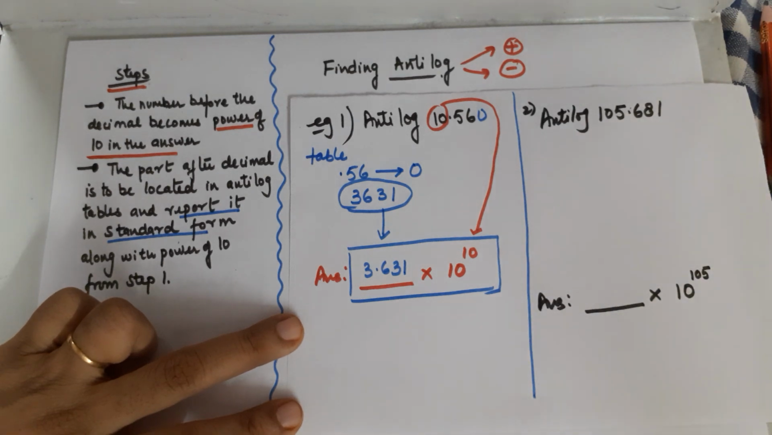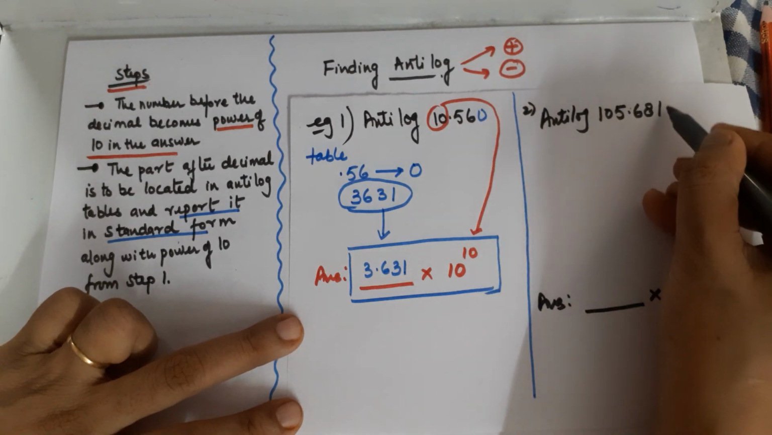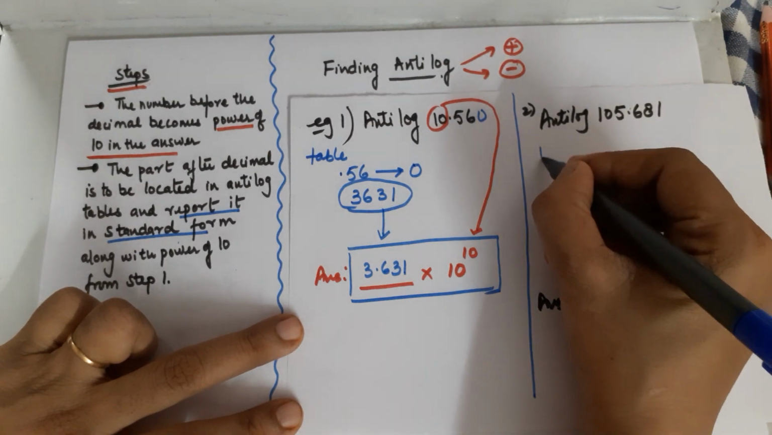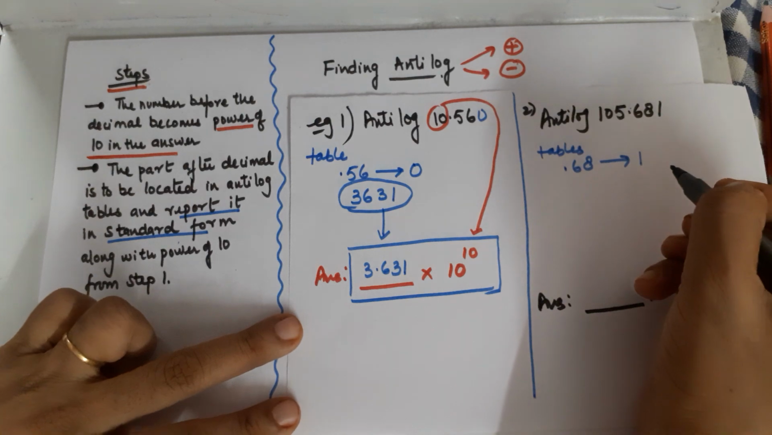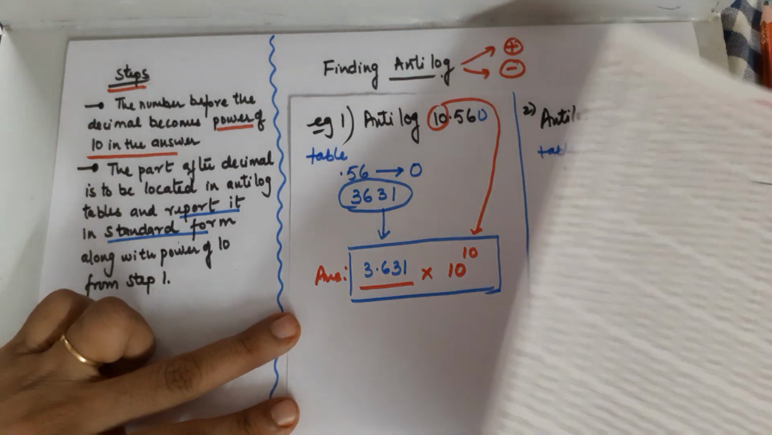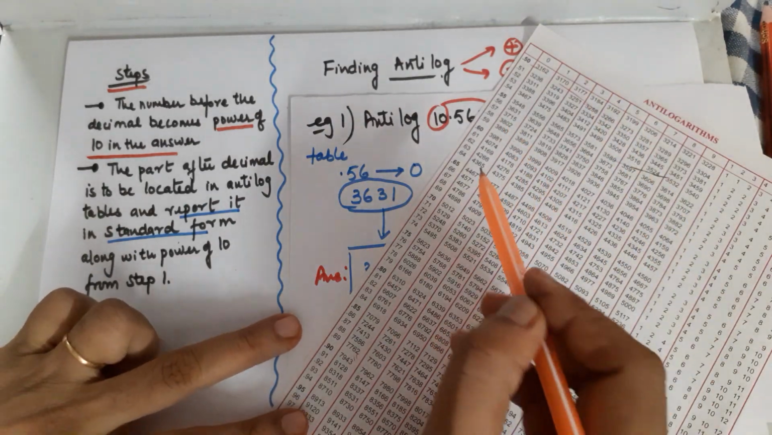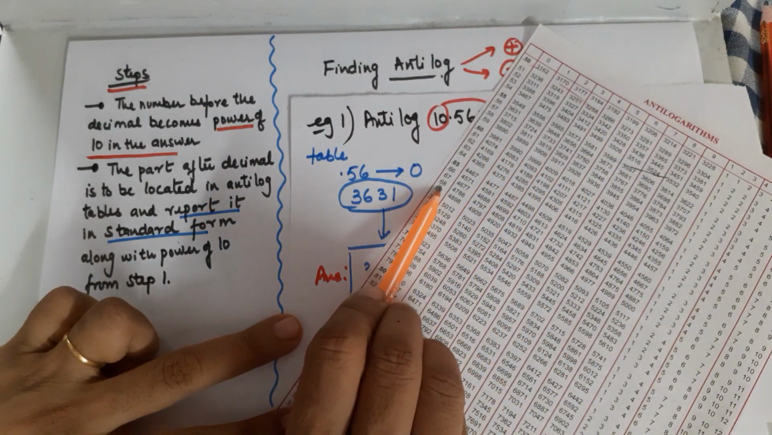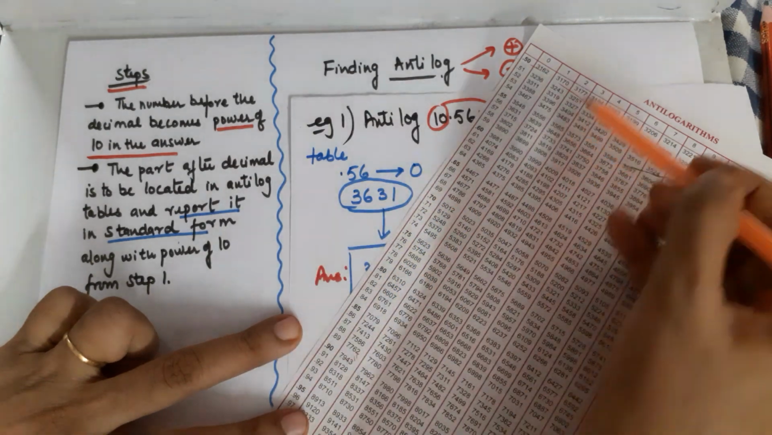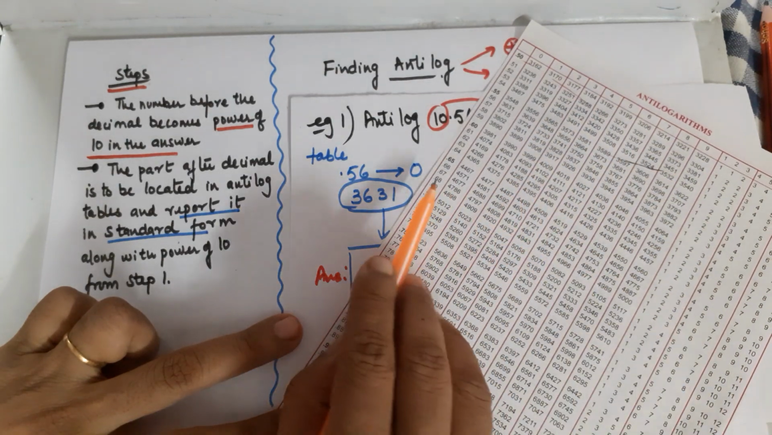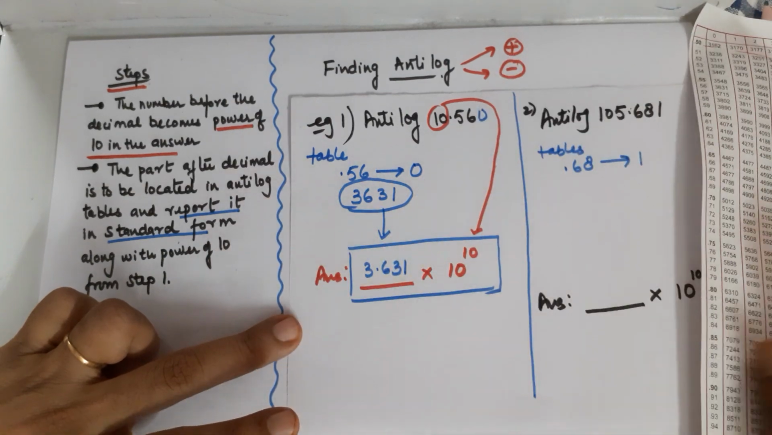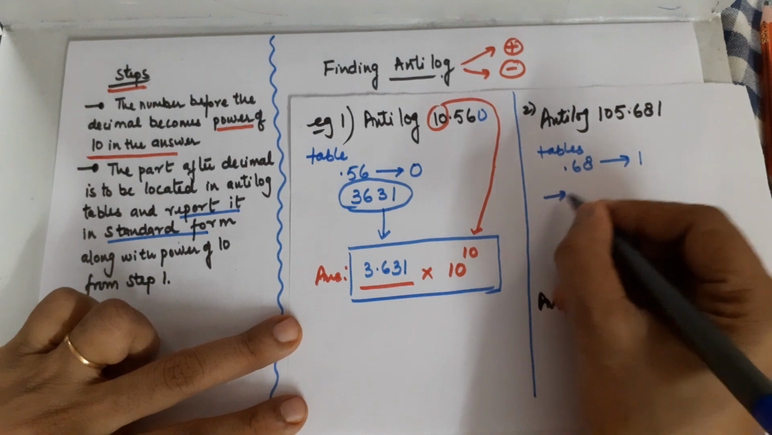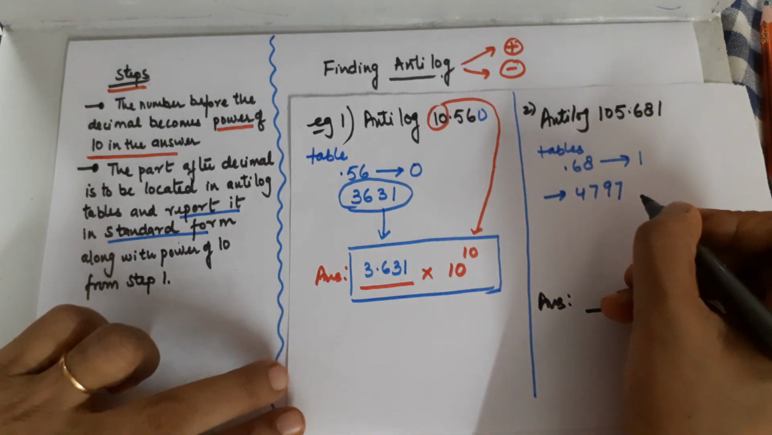Now you are left with the tables. The antilog tables are only for the decimal part. So your decimal part is in the tables of antilog. You will check 0.68 and locate it in the first labeled column of the table. Let's go to the table. You need the 0.68, and this 0.68 is to be located in the first column of the table. That means 0.68 in this is 4797. So the value that you get from the tables is 4797. Now what does it say?